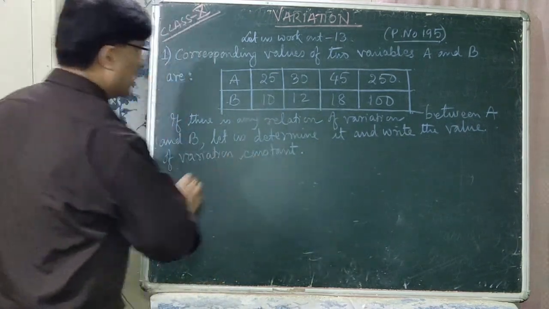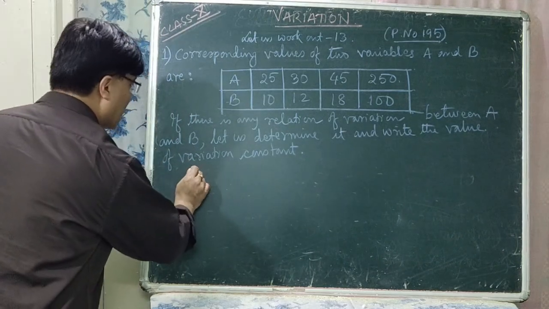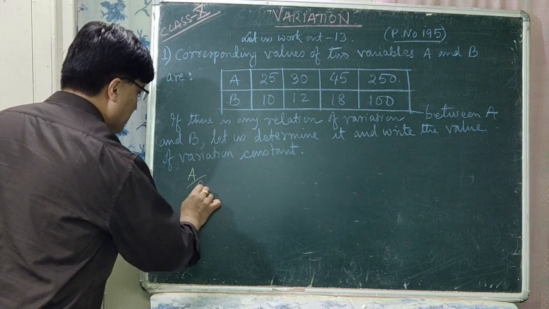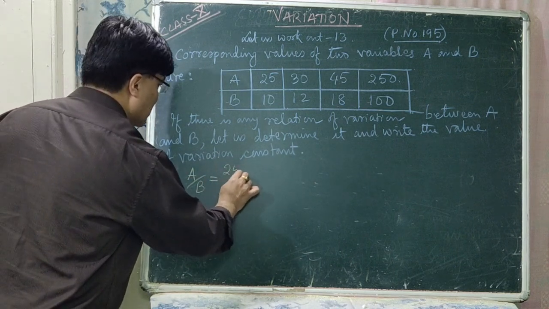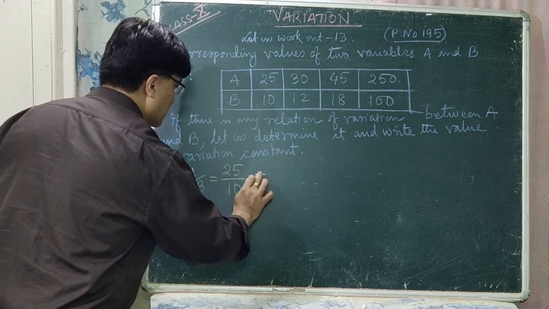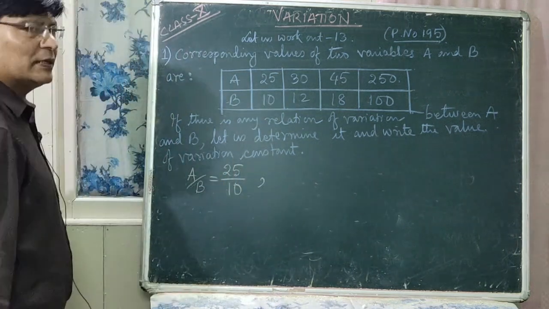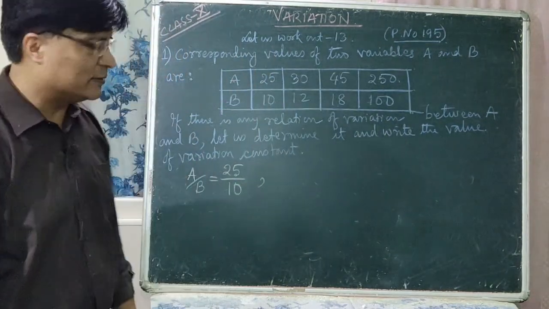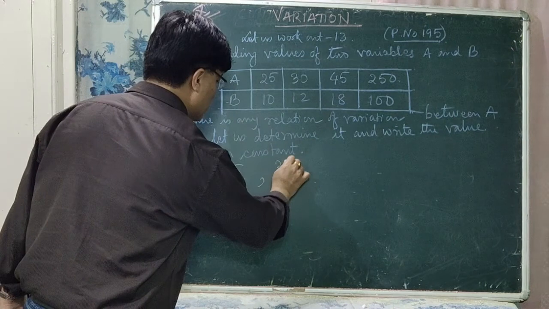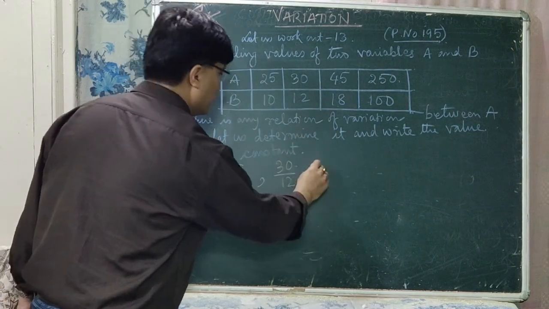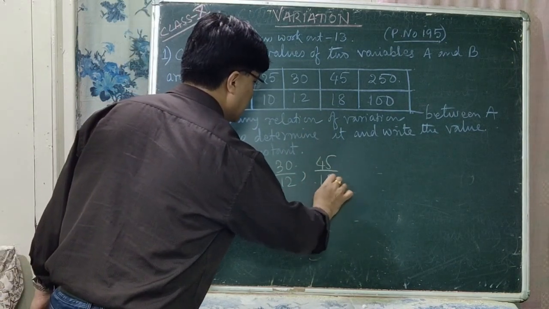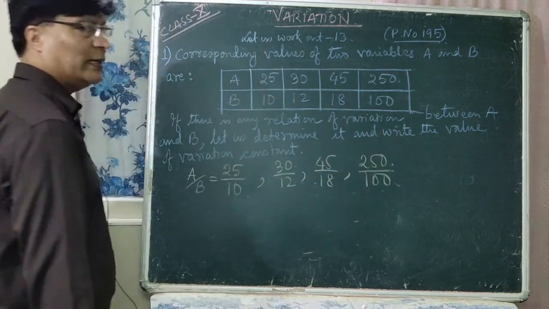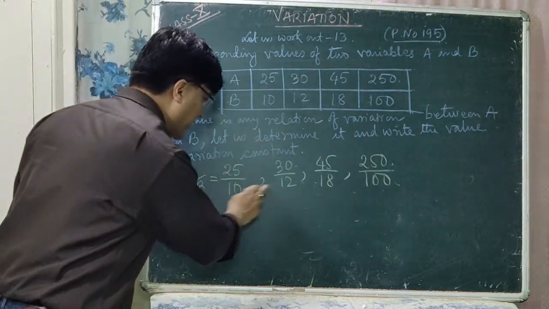So अब हामी यसलाई कसरी निकाल्छौं भन्दा फेरि जस्तै A को भ्यालु 25 हुँदा B is equal to 10 छ. So A upon B निकाल्नु पहिला. So A upon B is equal to 25 by 10, comma. Let us write here comma. Is equal to नहुनु पनि सक्छ हैन. So 25 by 10, 30 by 12, then 45 by 18, then 250 by 100. Okay. So are these fractions equal?